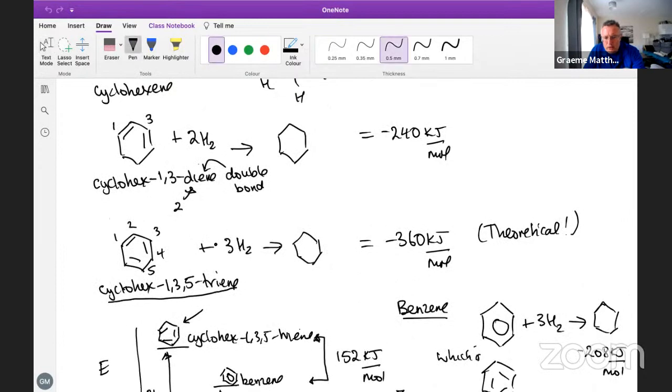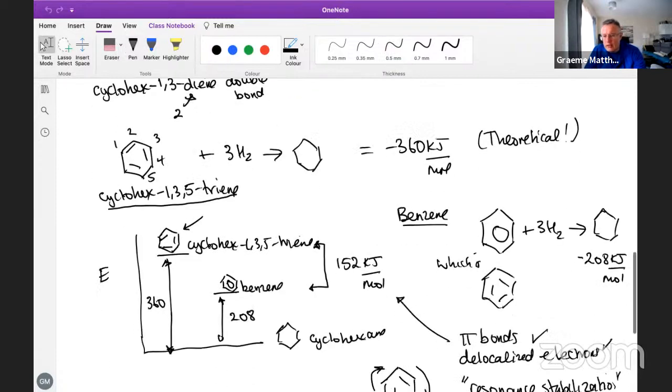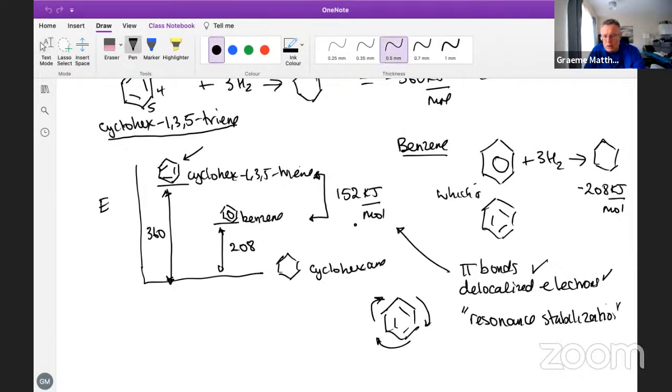But with the cyclohexa-1,3,5-triene, yes, what you've got is overlap of all 6 carbons, right? You've got overlap of the p orbitals in all 6 carbons, which means that these pi bond electrons can move around the ring. And because they can move around the ring, you've got some more stability than what you should have. So it should be 360 kilojoules. It's actually 208, which means that you've got a little bit more stability than what you should have. 360 minus 208 is 152, right?